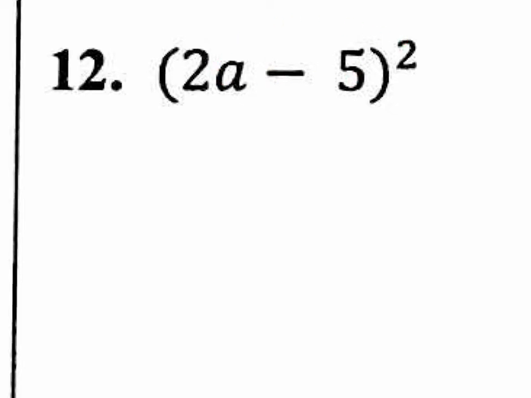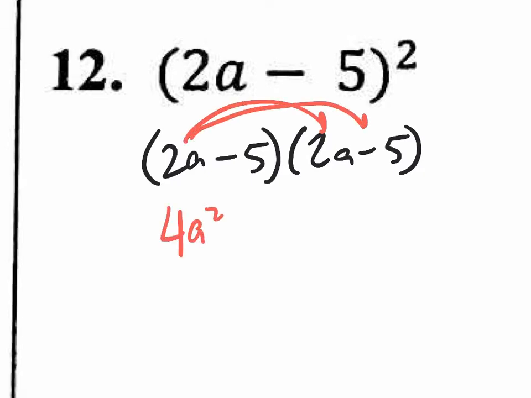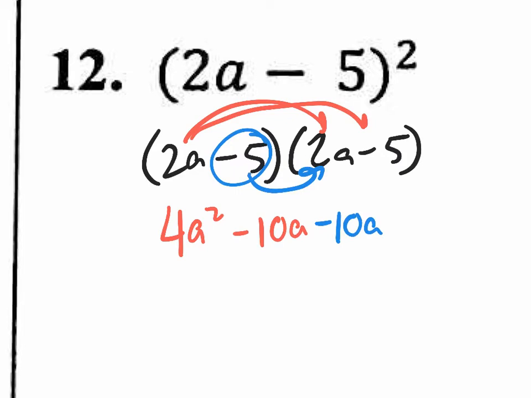Do not do that. What we have to do here is take this binomial, the base, and multiply it with itself 2 times. So let's do exactly that. Once you write it, you'll be like, oh, this is an easy problem. 2a minus 5 times 2a minus 5. Distribute 2a times 2a, 4a squared. 2a times minus 5, that's minus 10a. Then distribute the minus 5 times 2a, that's minus 10a again, and minus 5 times minus 5 is plus 25.